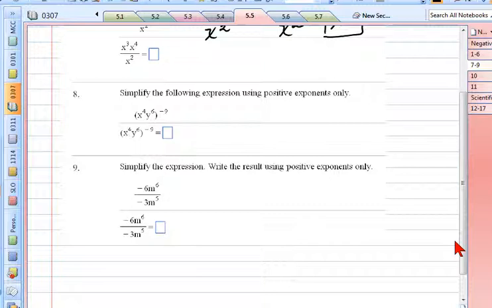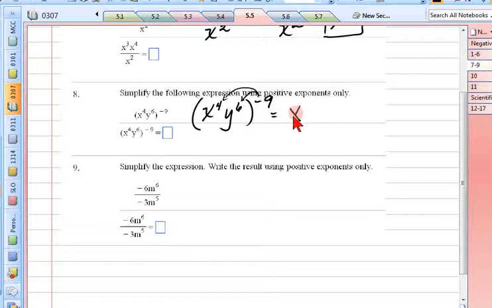Same instructions. I'm supposed to simplify and write with positive exponents. I have x to the fourth, y to the sixth, in parentheses to the negative ninth power. If I use the rules in my order, do I need to use the power rule? Yes. This exponent on the outside needs to affect both of those factors. And what does the power rule say to do with the exponents? Multiply them. So I'm going to get x to the negative 36th, y to the negative 54th.